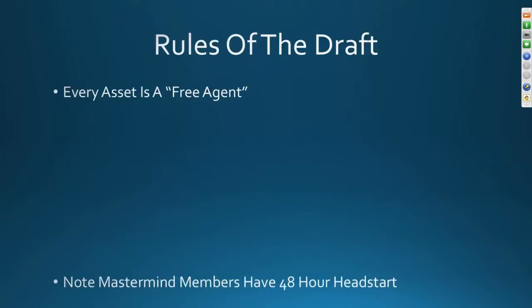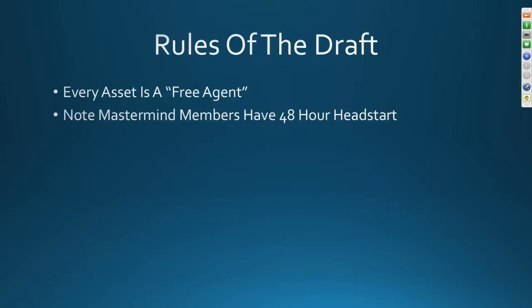So, the rules of the draft: every asset is a free agent, guys. Like we do in our masterminds group, we draw numbers, but here there's no number drawn. Everything's a free agent. So if you can come in at the reserve price and close quickly, the deal is yours.